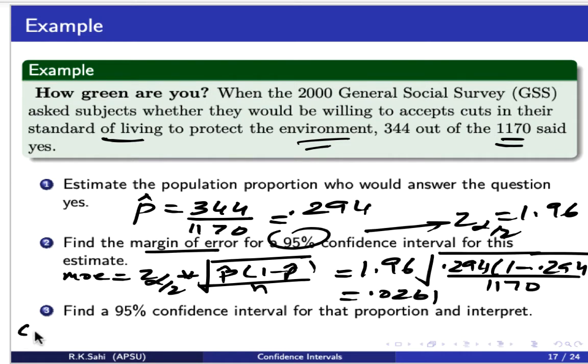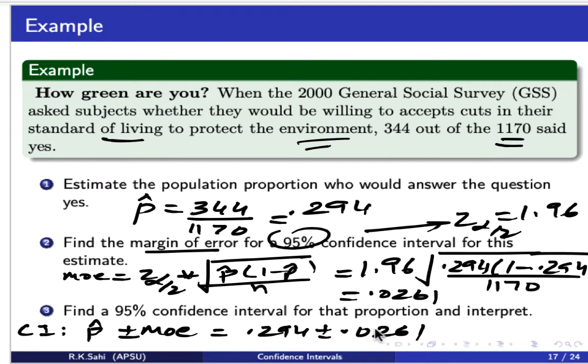So what is the confidence interval? It is p hat plus minus the margin of error, which is 0.294 plus minus 0.0261. So if we do look at the endpoints of the interval, it's 0.27 and 0.32. Okay, so these were the problems related to the construction of the estimation of a sample proportions.